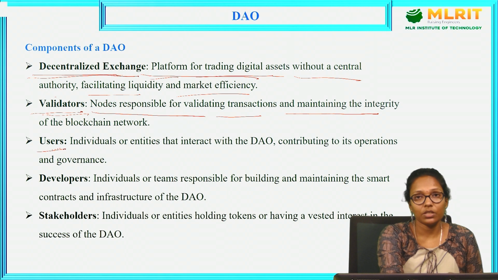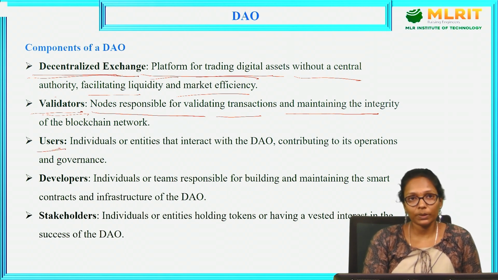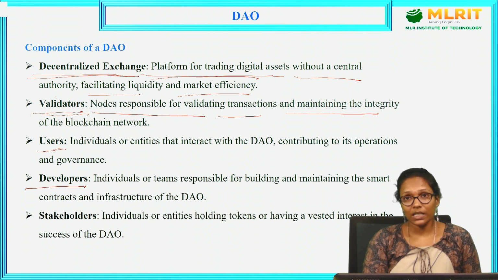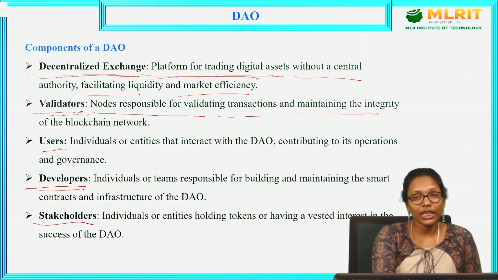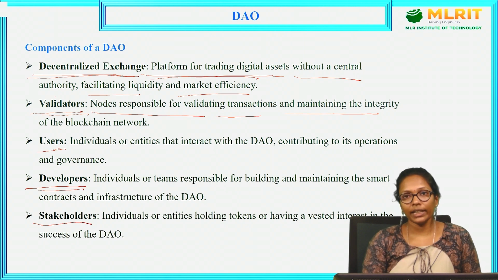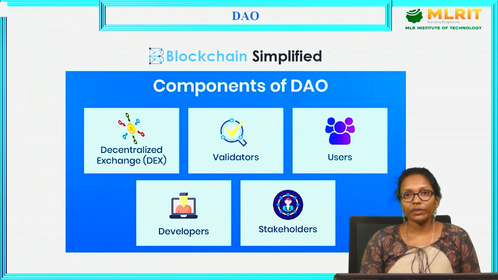And coming to the users, so users are nothing but individual persons who are using this decentralized autonomous organization. For example, if it is related to banking, then the set of people will use that organization, that domain, right? So those are called users. And coming to the developers, as we know, DAOs operate on smart contracts. A smart contract is a piece of code. So that code should be developed by some person and monitored by the same persons, right? Those persons we call developers. And coming to the stakeholders, all the persons directly or indirectly involved in this organization are called stakeholders.